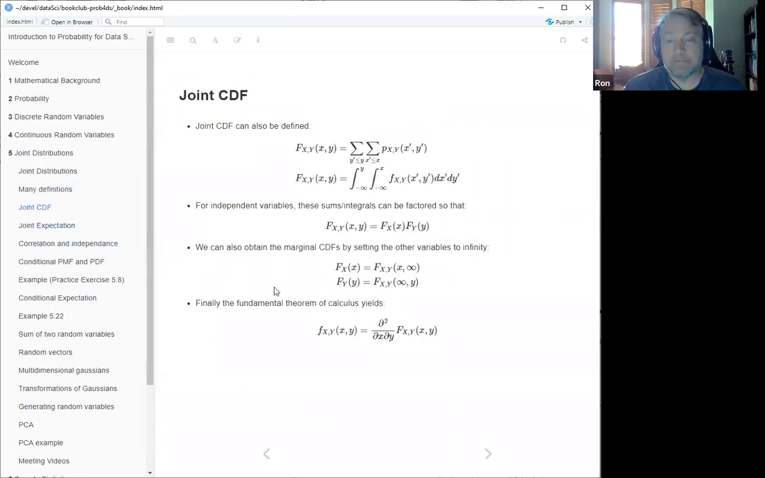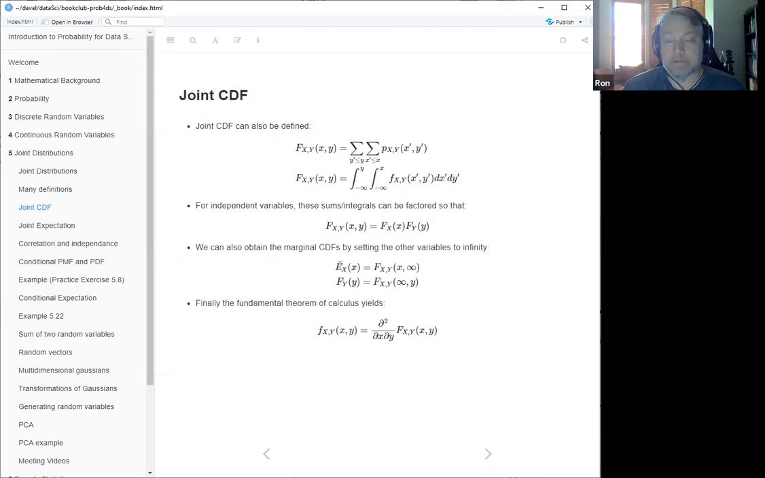I didn't have room on that page for continuing the many definitions, so here's some more. The joint CDF can be defined in the obvious way: the integral over the variables from minus infinity to whatever values of x and y you have here, or the sum up to those x and y's, either way. It's an obvious generalization of the single variable CDF. And for independent variables, those sums and integrals can be factored as well.